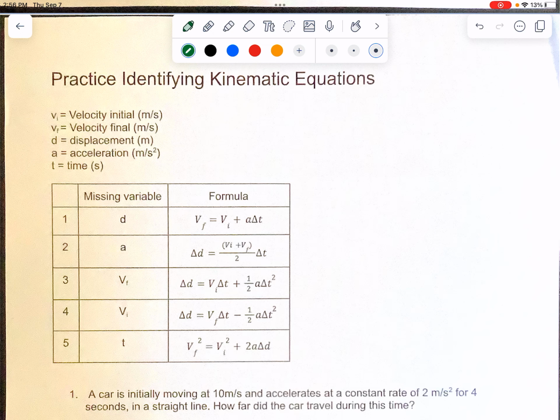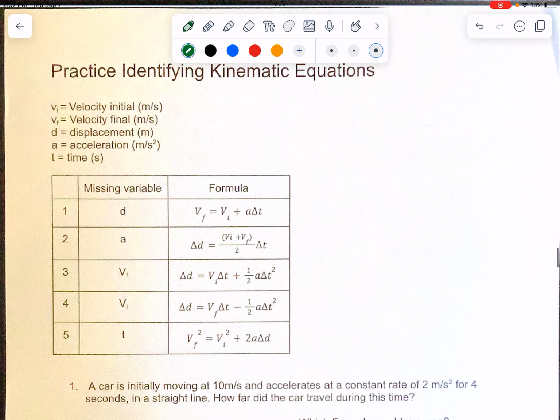All right, so this video is going to go over pages 20 through 24 in your Kinematics 2 packet. So we're going to take a deeper look into the 5 kinematic equations. Okay, so first of all, we will give you these equations. One thing you need to look at is this missing variable right here.